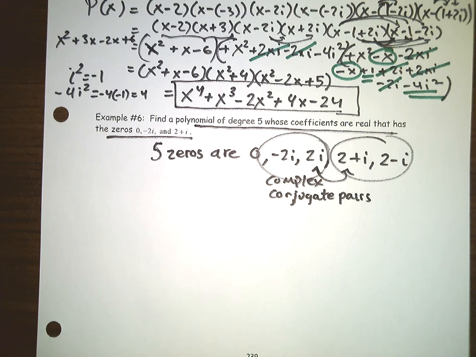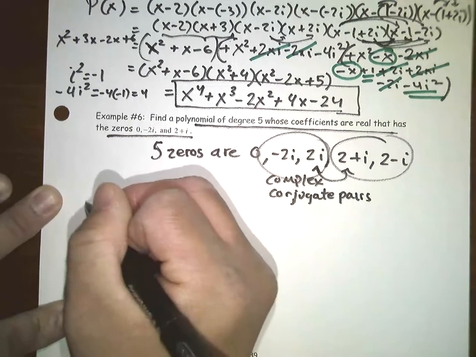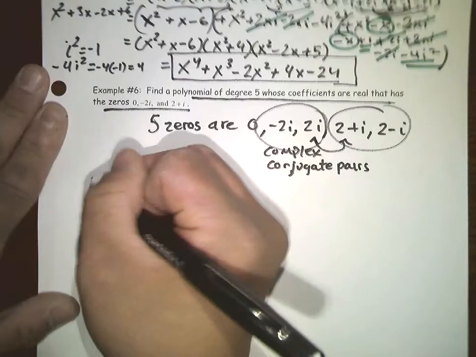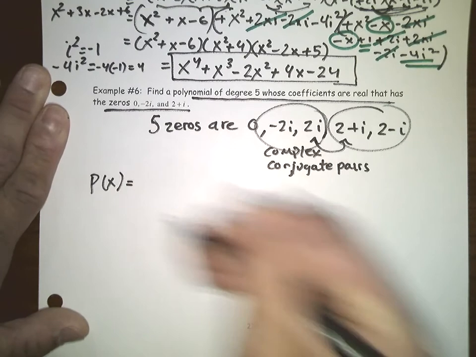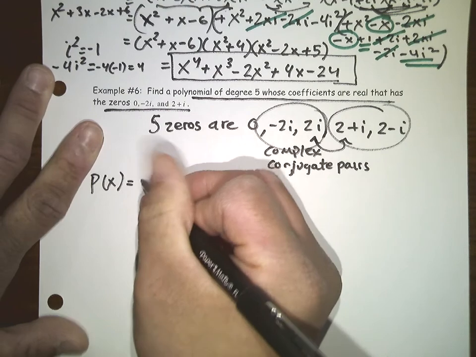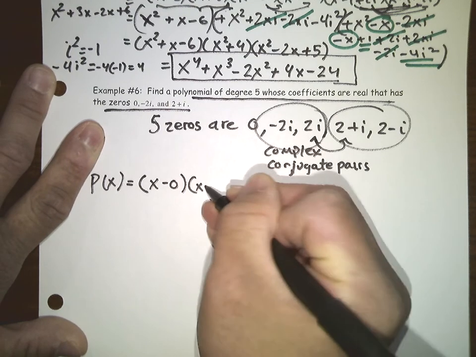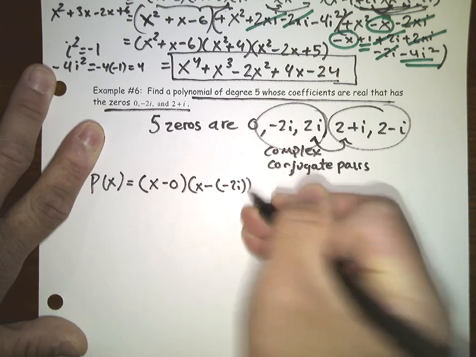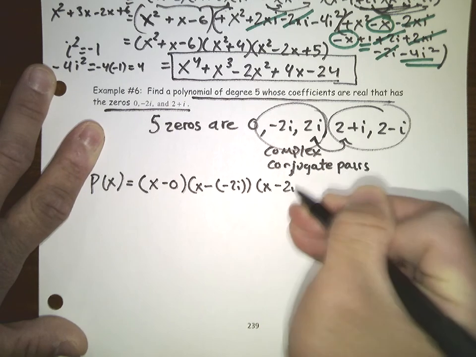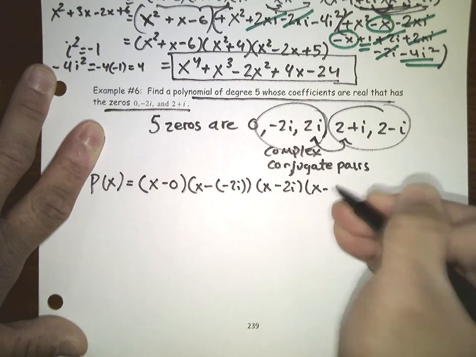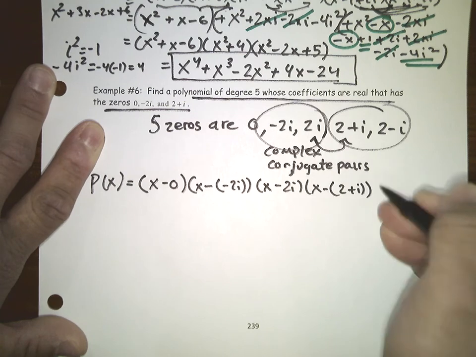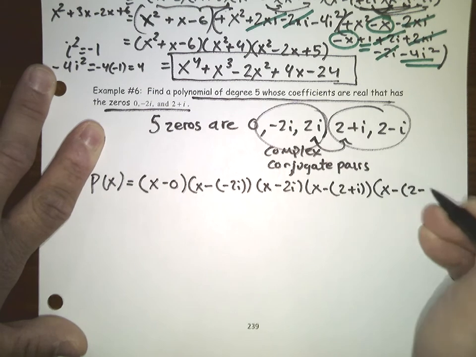And then we set this up the same way as before. So we have P(x) is x minus the first zero, so x minus zero, then x minus negative 2i, then x minus 2i, then x minus (2 plus i), and x minus (2 minus i).